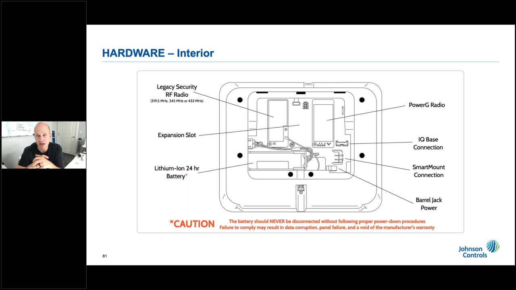We've got the barrel jack there on the bottom, the smart mount connection with the blade connectors, and then what we call the IQ base connection. And that IQ base connection, if you can see my camera here, let me take this off. That IQ base connection actually uses this cord on the IQ base to plug into the panel. And one of the cool things is when you power the IQ base on the bottom of the base, it actually powers the entire panel through that cable. So we're transmitting power and speaker through that single cable here, and it just makes for a really clean installation if you're using IQ Base. You don't have to have multiple transformers or multiple cords.